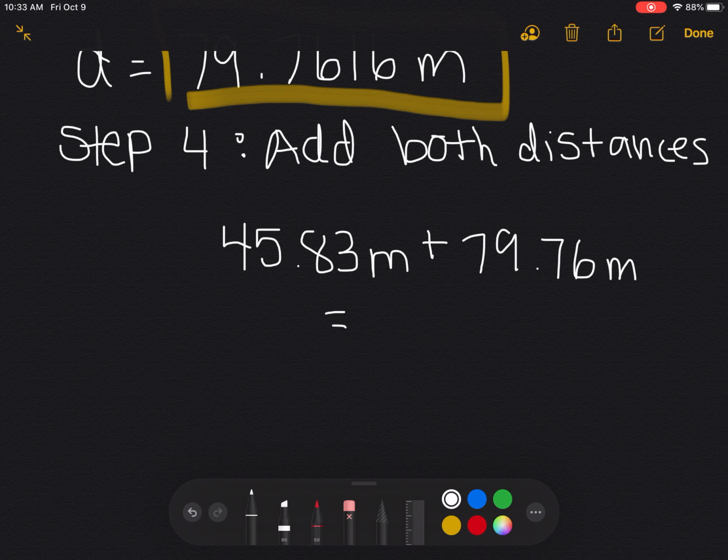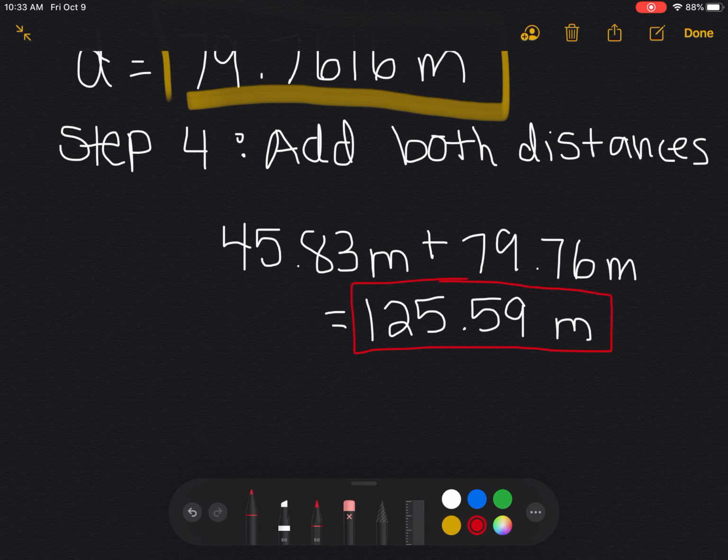So adding those together, I get 125.59. That's meters. So if I'm going 110 kilometers an hour, it'll take me 125 meters, give or take, to come to a complete stop. So think about that when you're driving on the highway. You're normally going around 110, that's the speed limit at least. If you're going faster, it's going to take you even longer to stop. So this is your total stopping distance.